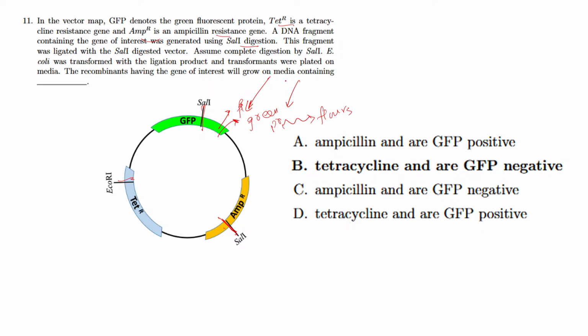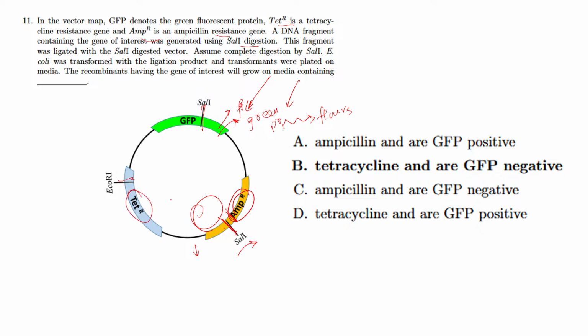The recombinants of the gene of interest will grow on the medium. So I have deleted the ampicillin resistant part. The ampicillin resistance will be deleted, so the organism is devoid of protection from ampicillin. If I grow them on ampicillin plates, this organism will die because it has lost the resistance to ampicillin.